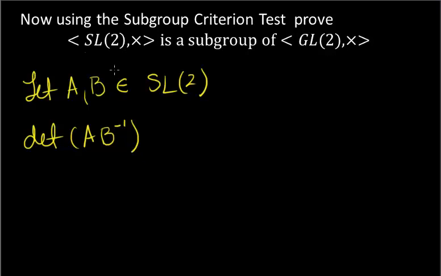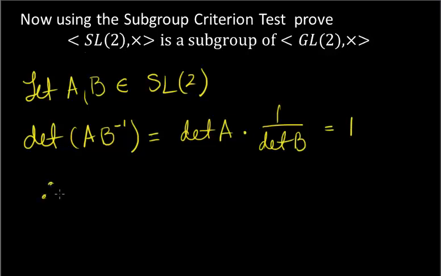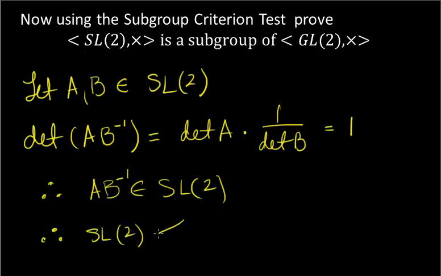So the subgroup criterion test says if A and B are in here, anytime you pick two elements in there, is AB inverse in there? Well, to find out, we just take the determinant. That's the determinant of A times the determinant of B inverse, which is 1 over the determinant of B. And that gives me 1 times 1 over 1 is 1. Therefore, AB inverse does live in the special linear group, and we can conclude that SL2 is a subgroup of GL2. It's that simple. And what we're going to do in class next time is use the subgroup criterion test to prove several examples. Let me do one more that we've already done and just show you how nice this test is and how easy it is to use.